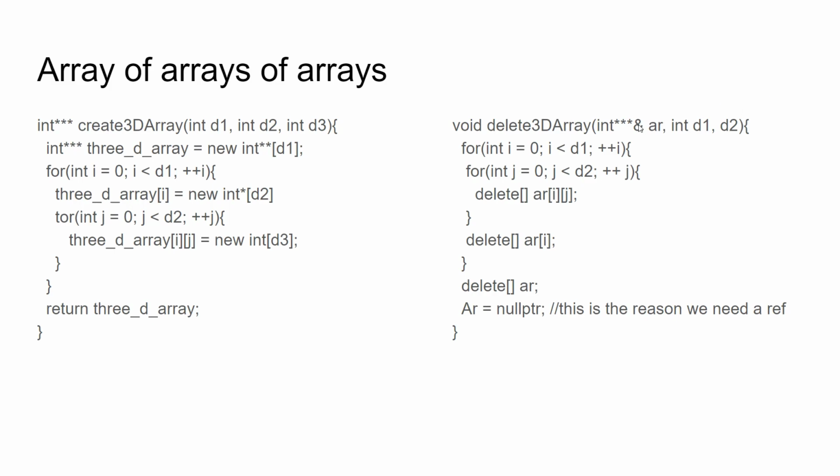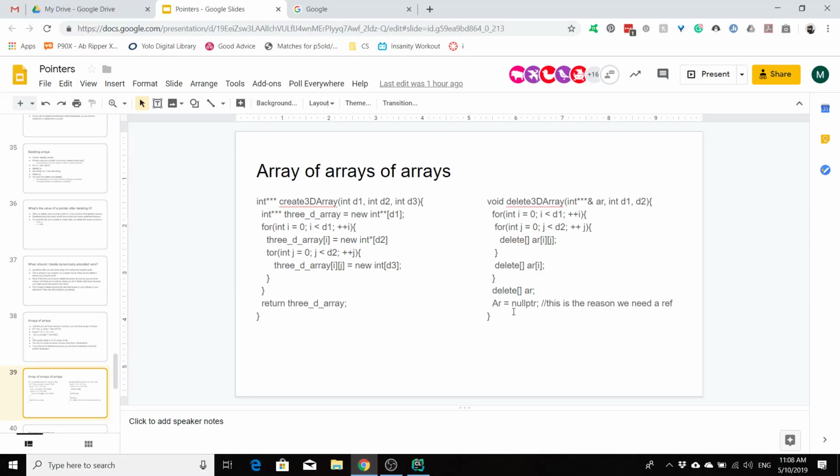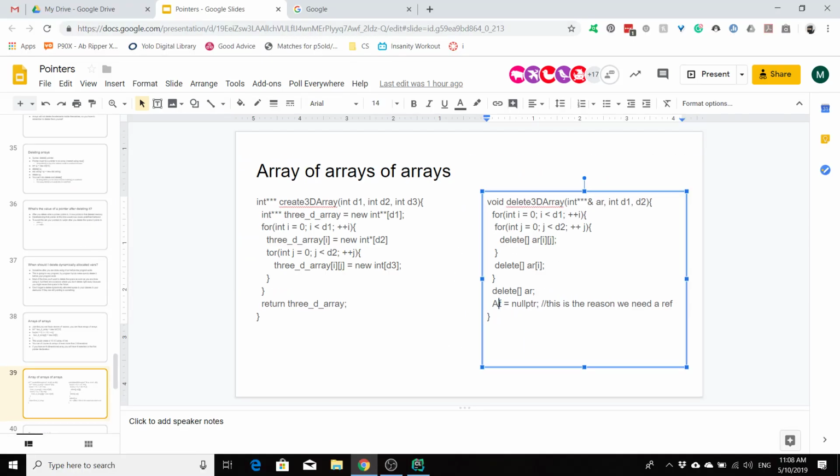And then the reason that we accepted a reference to the triple pointer was because we wanted to set it to null pointer after we were done. Are there any questions here on this slide?